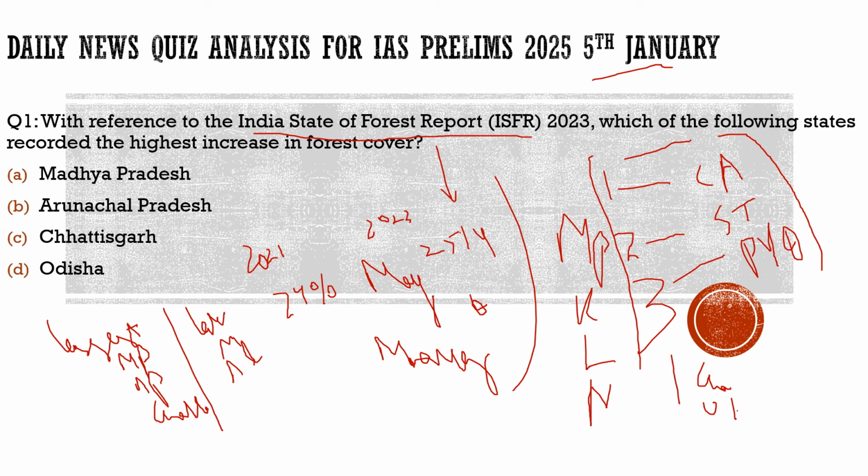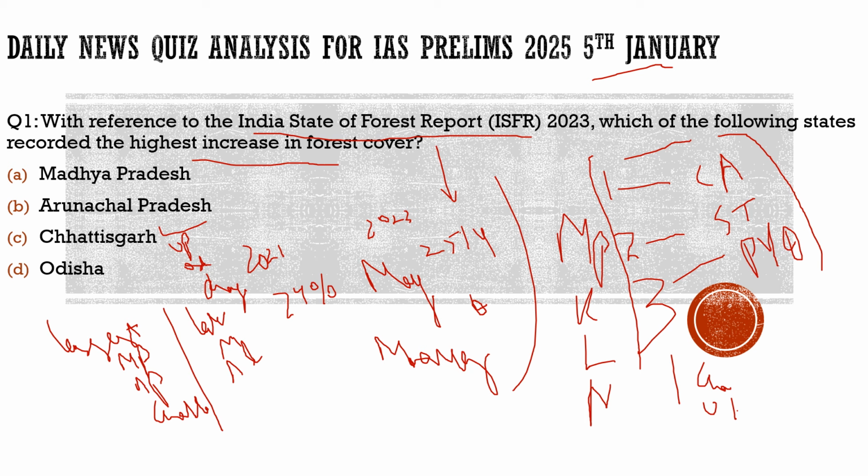Here the question says, with reference to the India State of Forest Report 2023, which of the following states recorded the highest increase of the forest cover? As we discussed, it is Chhattisgarh. It is the state which has recorded the highest increase of the forest cover. After that it is followed by UP, followed by Odisha and Rajasthan. These are the states which had shown the highest increase of the forest cover. So with this, we complete this discussion with respect to the India State of Forest Report.